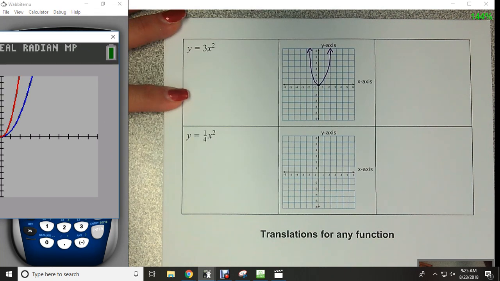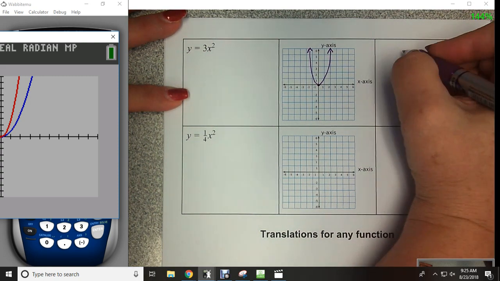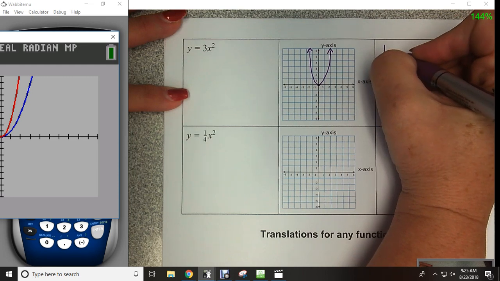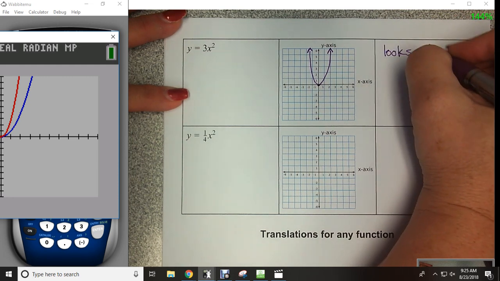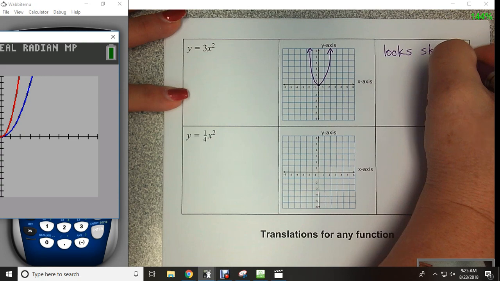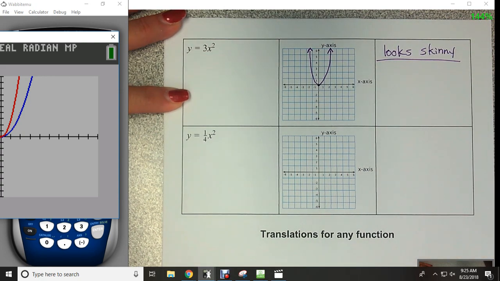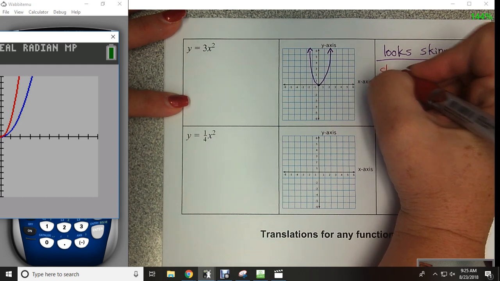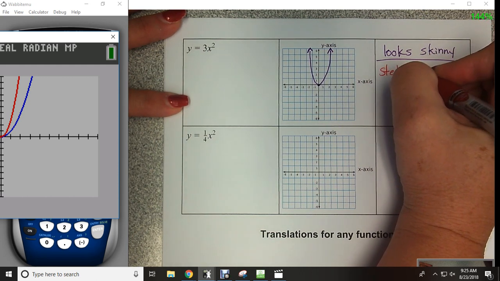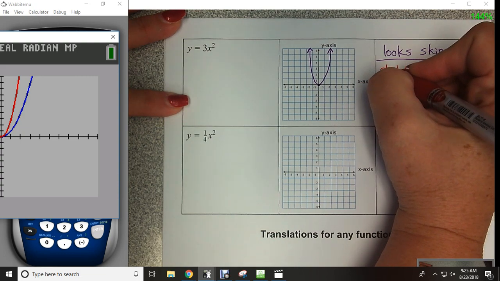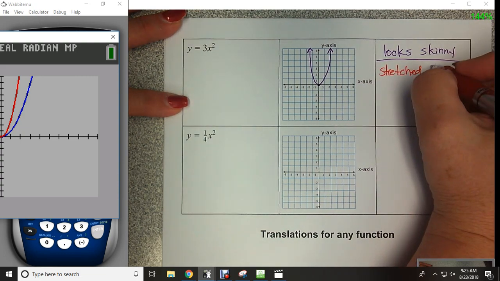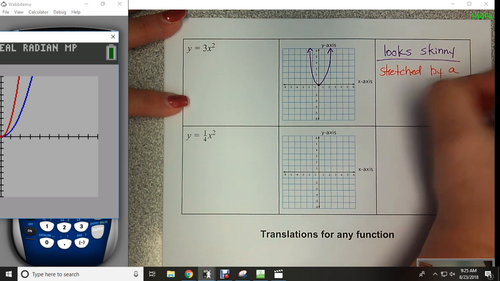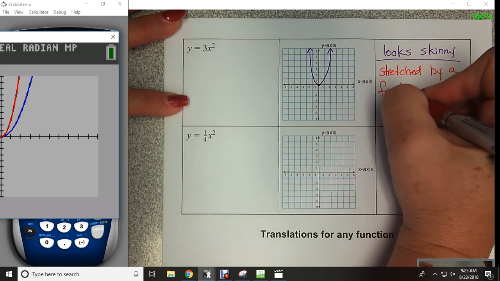So here I've sketched mine in, and notice I just sketched it so it looks skinnier. Again, it's not perfect. So my translation, I'm going to write over here that it looks skinny. But here is your correct terminology. It says that it is stretched by a factor of 3.